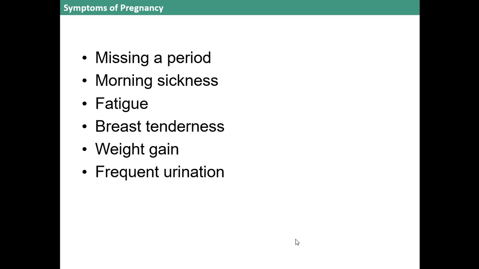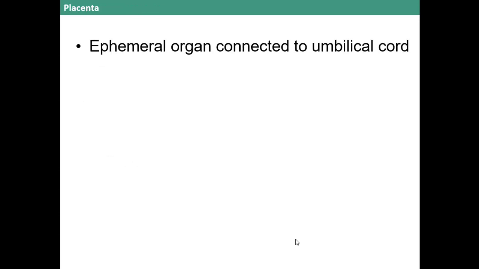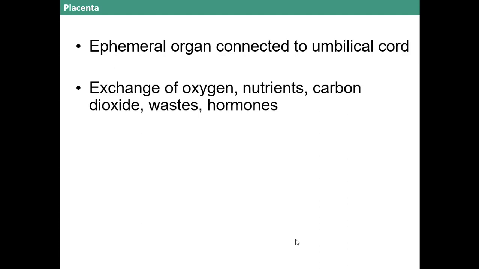So now that we've gone through the process of fertilization, we've talked about the development of the embryo, we've talked about implantation of the embryo. Now let's talk about, as the embryo develops, why the placenta is important and what the placenta is. Well, the placenta is an ephemeral organ connected to the umbilical cord. And this ultimately is a temporary organ that's going to aid in the filtration of nutrients and waste. This is where oxygen, nutrients, carbon dioxide, waste, and hormones will be exchanged from the mother to the offspring, or from the offspring to the mother.